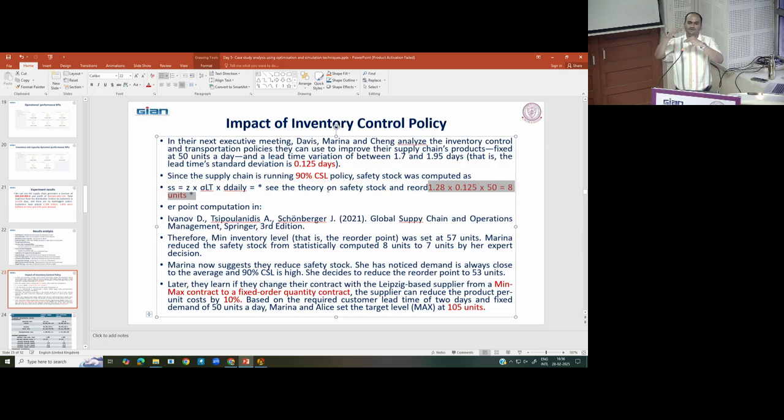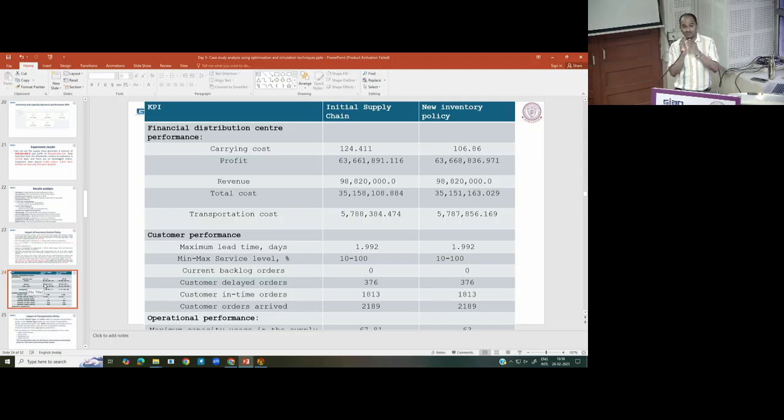What would be your minimum level? 50 plus 8, 58. So they came to the conclusion that 57 is a good reorder point. But Marina now suggests that they reduce the stock further. She has noticed demand is always close to the average 90% of the time, so they reduce the reordering point to 53. So this is their new reordering point, 53, and maximum quantity 105. So they are going to change that inventory level. From the existing 57 they come to 53, and the maximum inventory level they are also changing.